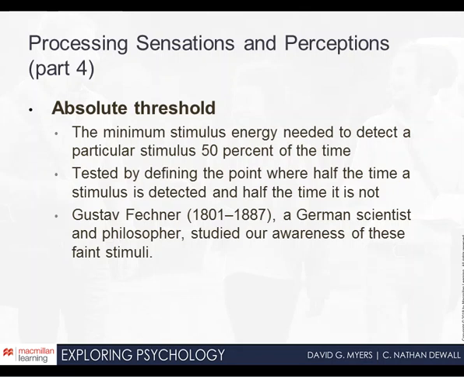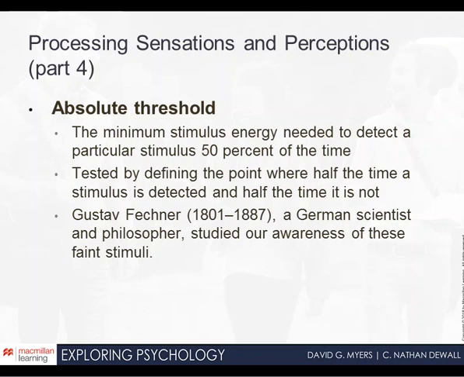So let's talk about another concept that we need to get familiar with as we talk about sensation and perception. It's dealing with the absolute threshold, the minimum stimulus energy needed to detect a particular stimulus 50% of the time. So that means if we're looking for something 10 times, 5 times we were able to detect it was there, 5 times we weren't able to detect it's there. That becomes our absolute threshold. Tested by defining the point where half the time a stimulus is detected and half the time it is not.